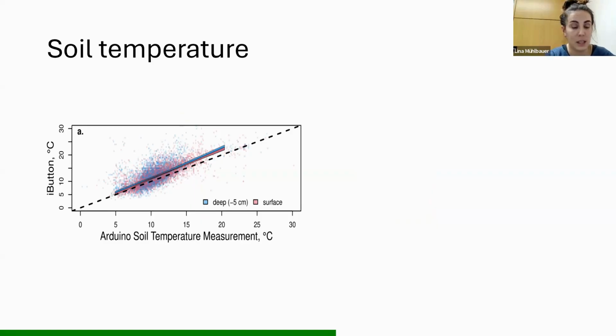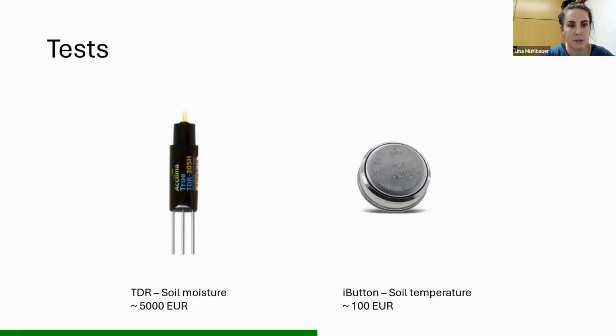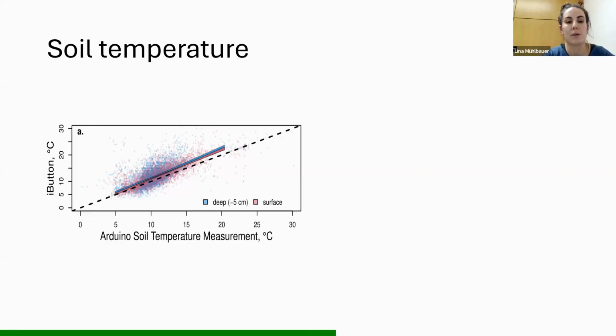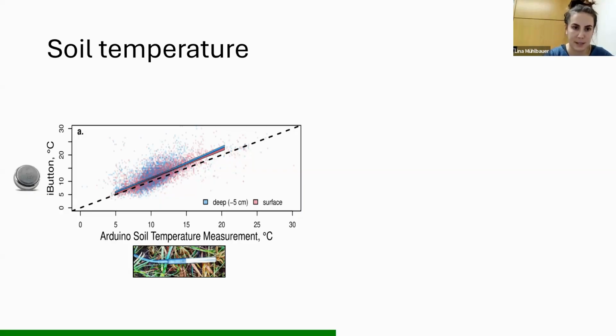So what you can see over there is we compared, on the y-axis, the iButton temperature measurement. We had, not in all plots, but in most of the plots, iButtons. And on the x-axis, there are the Arduino soil temperature measurements. You can already see that the dashed line is the one-to-one line, the blue dotted line is the deep measurements, and the red line is the surface measurements. Most of the points fall actually on the one-to-one line, so the temperature measurements are actually pretty good.